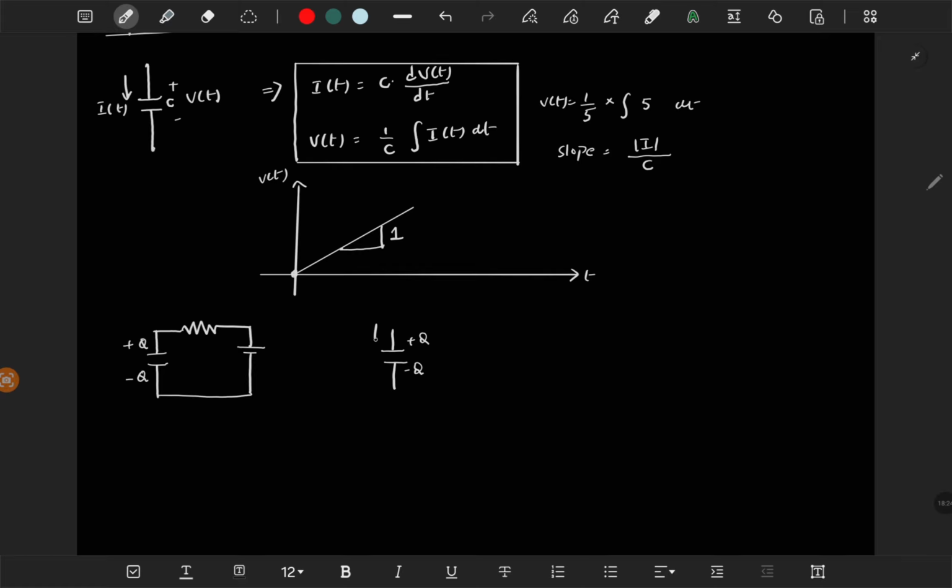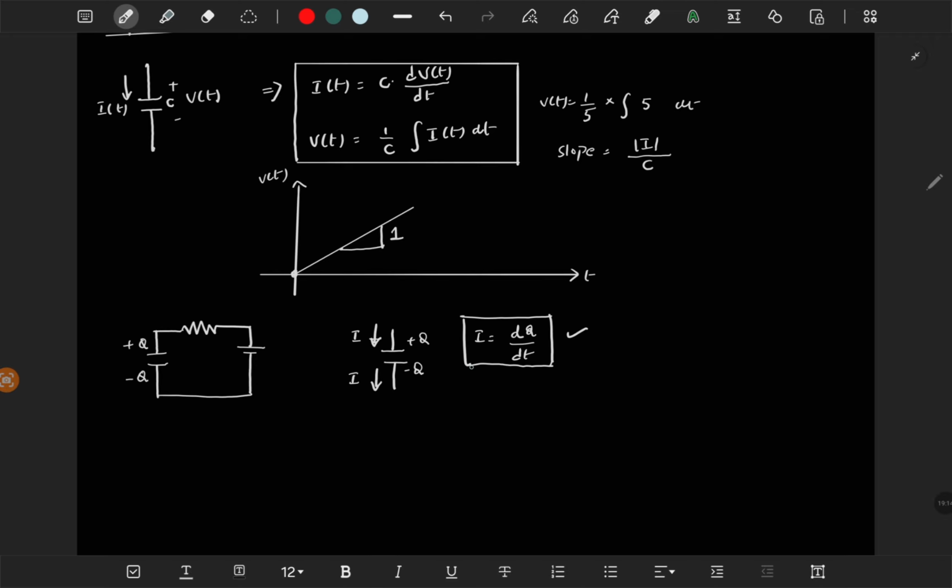Why? Because if you pump some current through a capacitor, the current entering the top plate of the capacitor is the same as the current leaving from the bottom plate. Since it is leaving, we say it is minus q. The relation between the current and the charge is I is equal to dq by dt. So if there is a rate of change of charge, then there is current. If there is current, then there is voltage buildup across the capacitor, right?